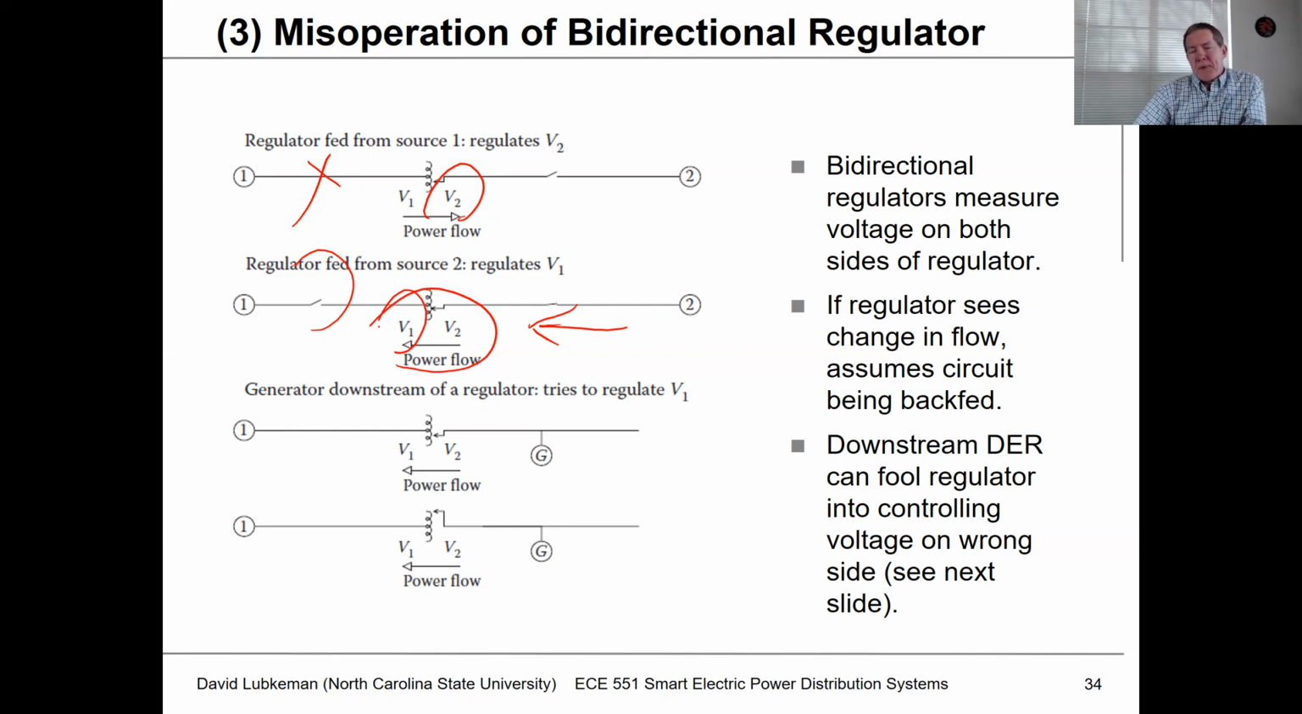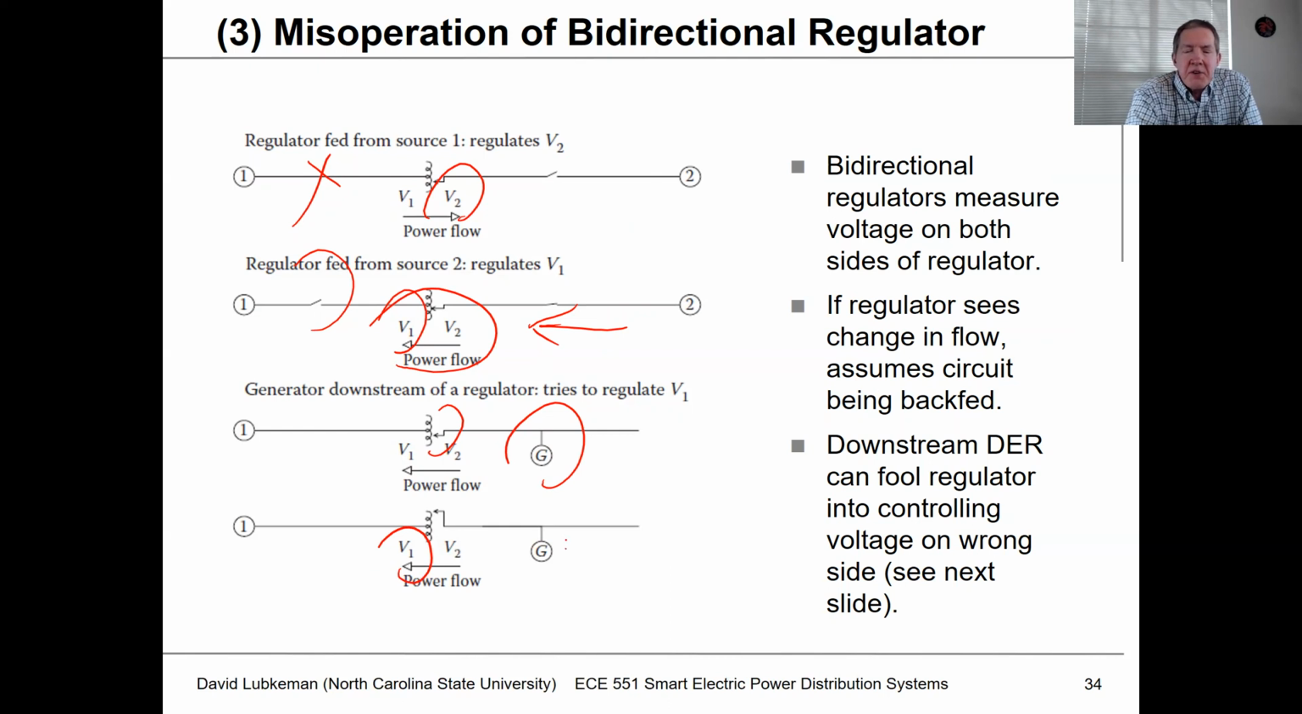Now, what would happen if you had a generator cause a reversal in power flow? Well, the tap would start out at a certain position on here, but what happens is that as soon as that regulator detects the reverse power flow, then it thinks it needs to start regulating V1.